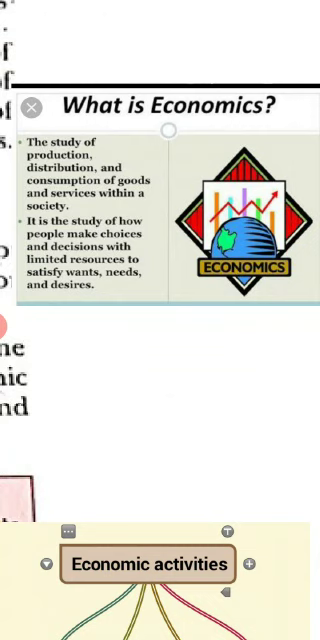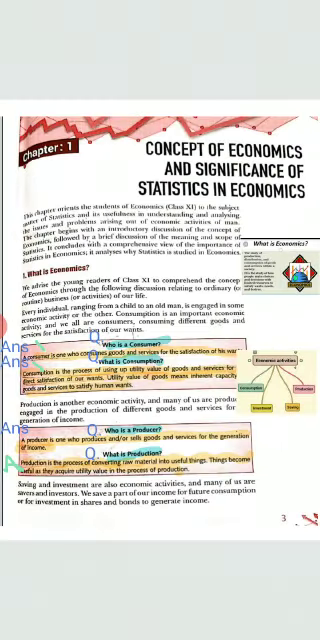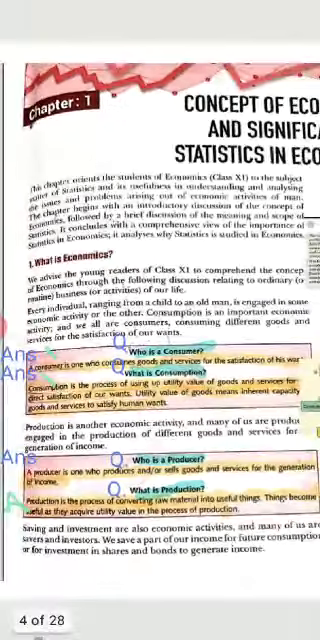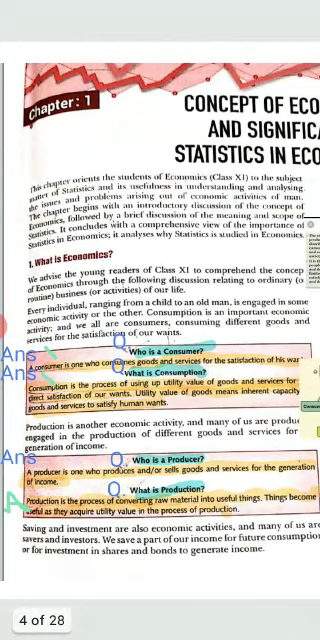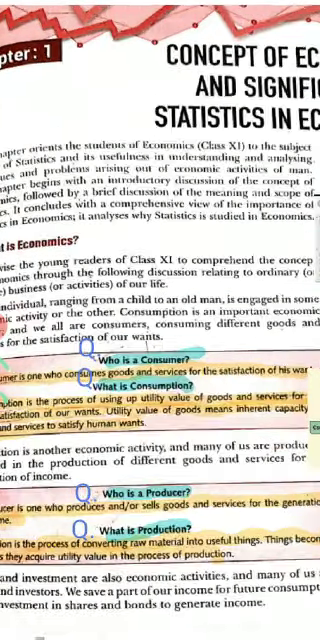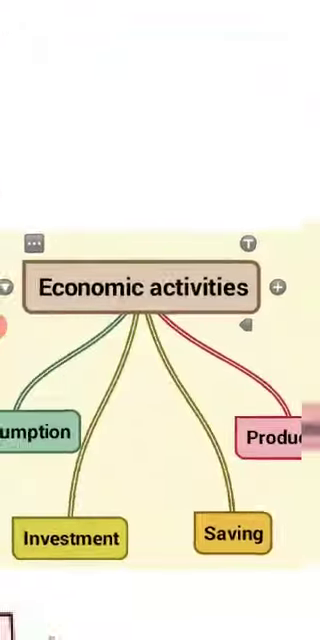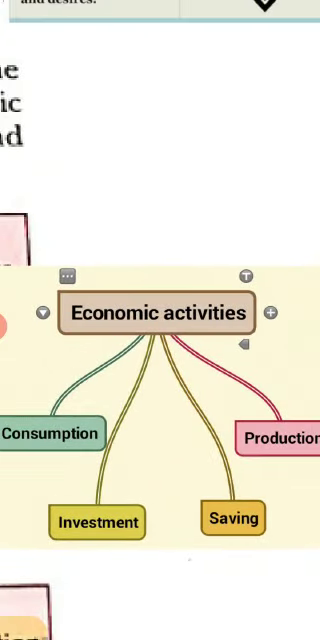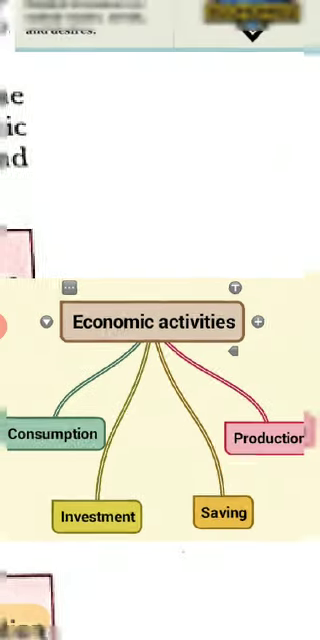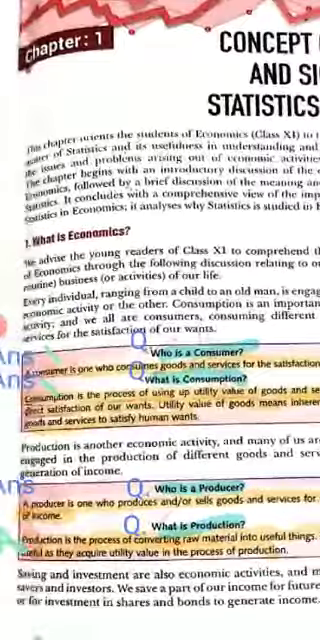In economics, we study how the people make choices between the limited resources so that they can satisfy their needs and fulfill their desires. So, next topic is economic activities. From our childhood to an old age, we are engaged in different economic activities. So, these economic activities are consumption, investment, production, and saving. Now, let us do all these economic activities in detail.